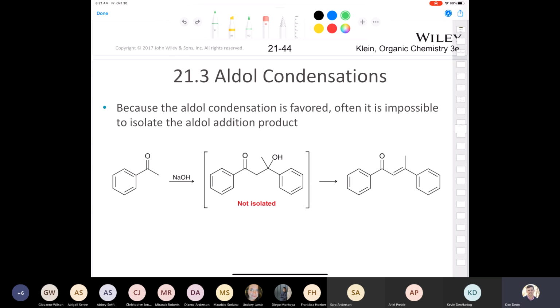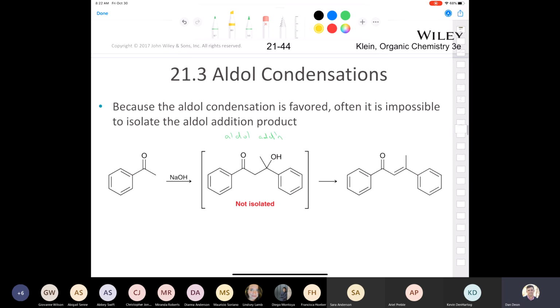Now, if we take acetophenone and we treat it with the same old conditions that we did for the aldol addition, just some sodium hydroxide, you notice that there's no heat here. You can't even get the aldol product, okay? So this is the aldol addition product. You don't even get that product at all. You only get the product from the condensation.